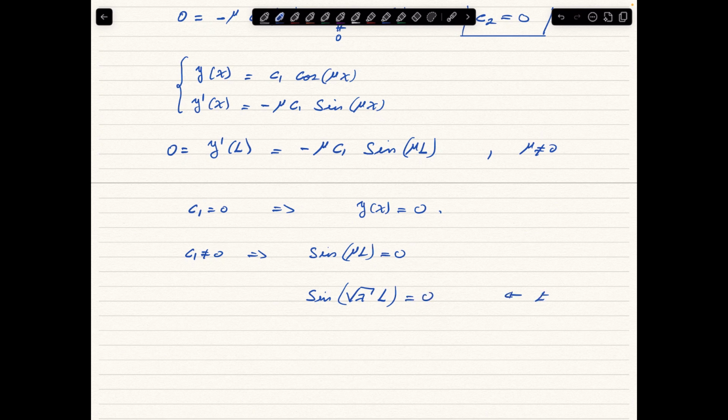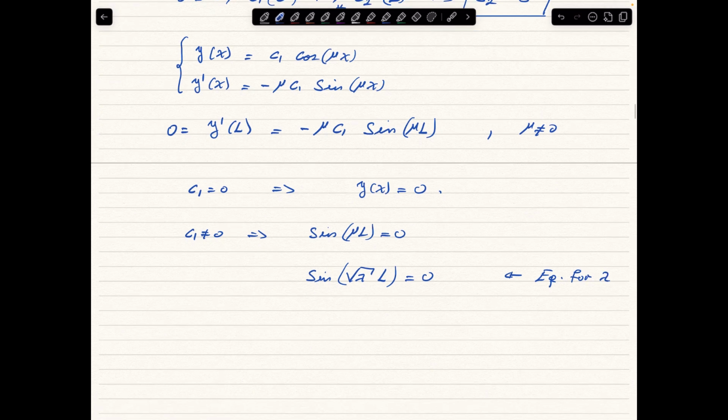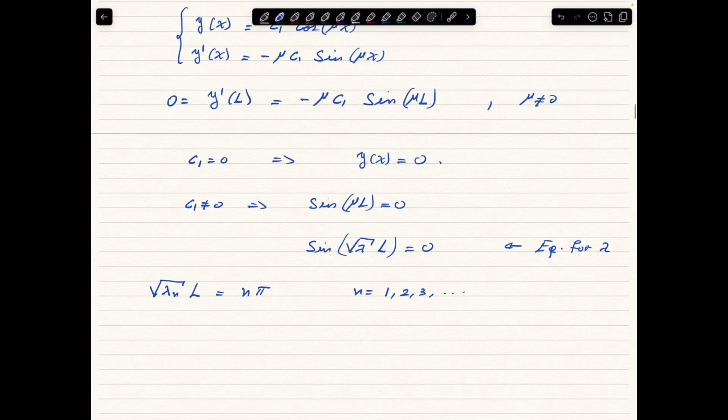Again, this is an equation for lambda, and the solutions are that the square root of lambda n times L is actually n pi, and recall that n could be 0, but now it's not, because we already covered that solution, and plus or minus 1, but then at the end we are going to end up with n equal to 1, 2, 3, up to infinity. The negatives are going to give eigenfunctions proportional to those, just like we did before. So here lambda n is the same as in the previous problem.